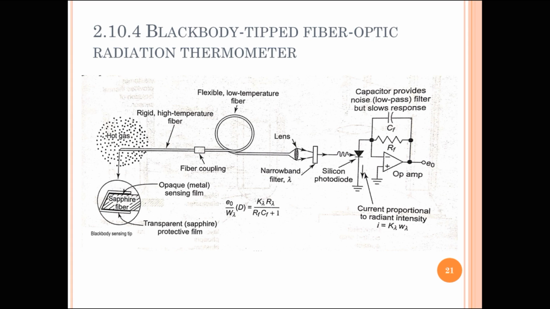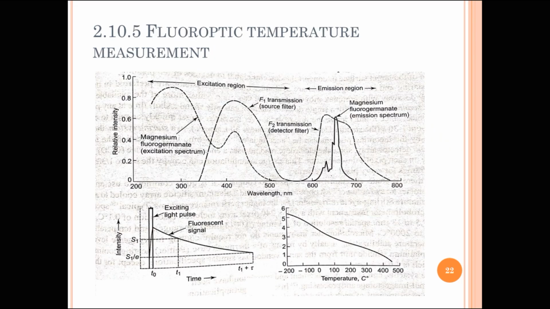detector. The sapphire fiber on which the sensing tip is formed can withstand the required high temperature but is rigid and expensive, so it is optically coupled to an inexpensive, flexible, low temperature fiber to transmit the optical signal up to about 100 meters. Fluoroptic temperature measurement.